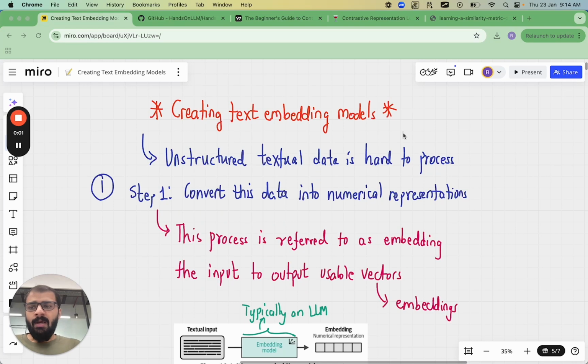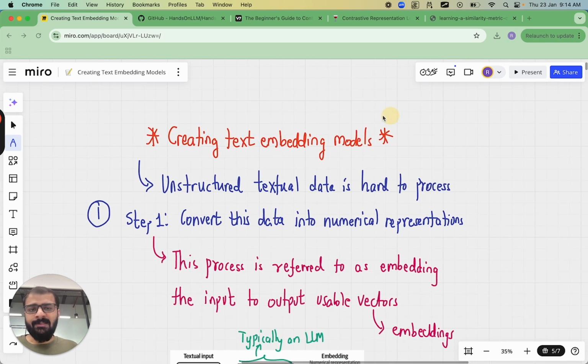Hello everyone and welcome to this lecture in the hands-on large language models series. Today we are going to start a new topic which is called creating text embedding models.